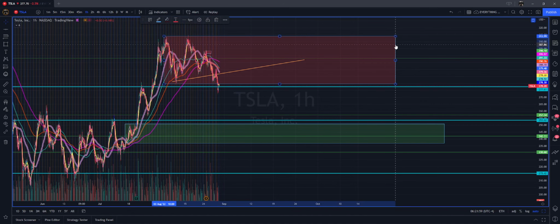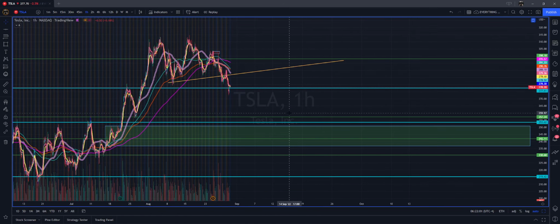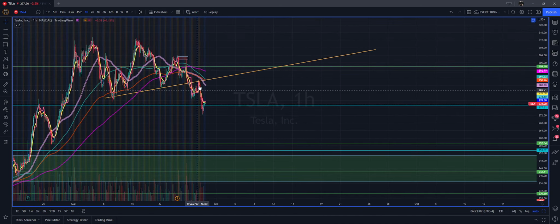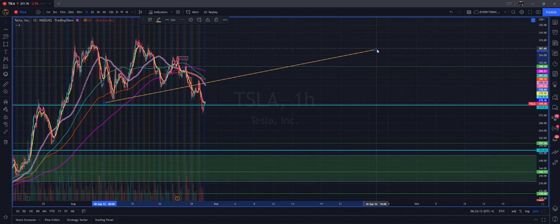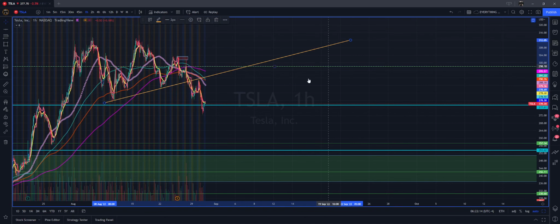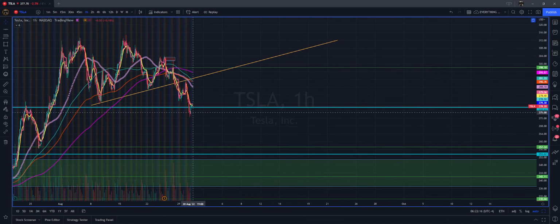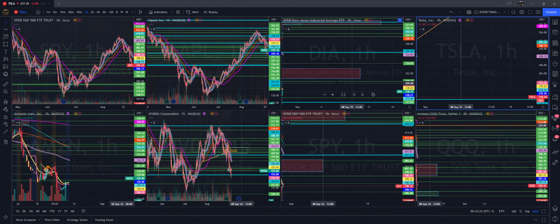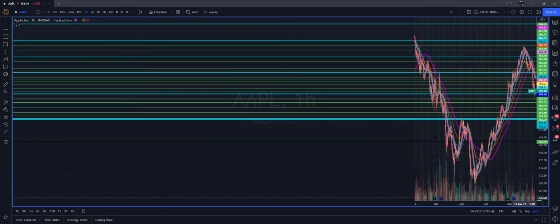Too much noise, I'm gonna delete it. Okay. If anything, we went up to the trend, retesting the trend, and we got rejected to the downside, right? I think there should be more downside on Tesla. Let's go on Apple.